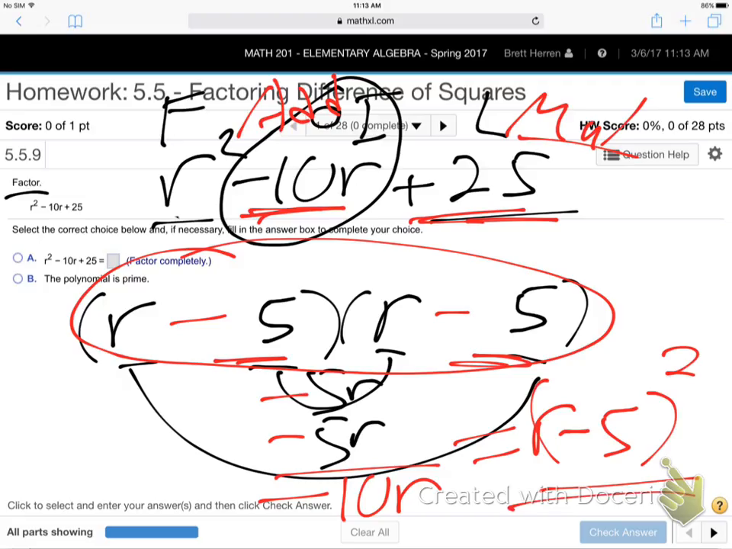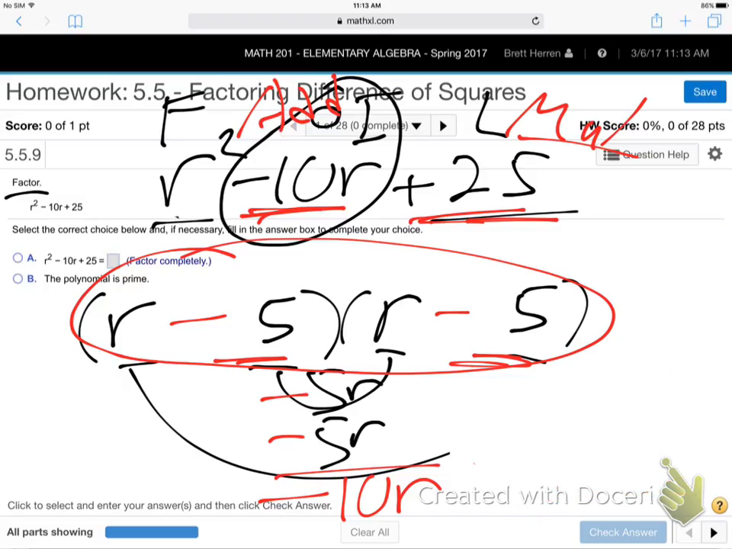R minus 5 to the, can you read that? Maybe I should rewrite that. r minus 5, whoops, to the 2 power. So they want you to go r minus 5 to the 2 power like that. Good, questions? All right, so that's really review. That's really not new. That's what we've done before. It's good.